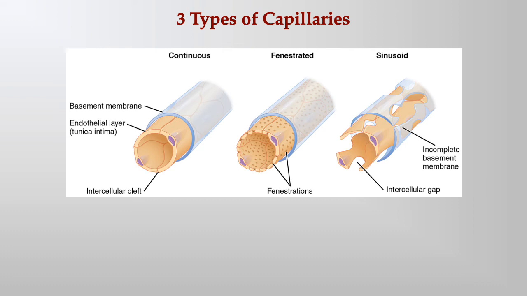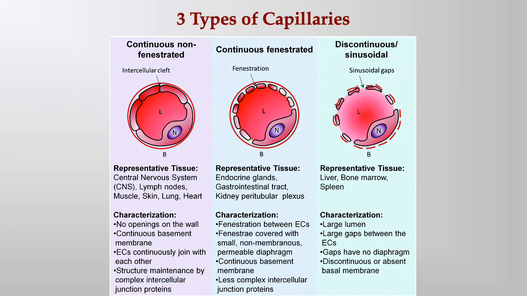And there you see a diagram showing on the left continuous, all right, in the middle fenestrated. They got a lot of windows. And then look on the right, sinusoidal have big, huge gaps in the capillary that let entire red blood cells in and out, okay? Nice summary slide right here. Once again showing on the far left, the continuous, they have only tiny gaps. The fenestrated in the middle have bigger gaps, windows. And then on the far right, the sinusoidal, huge gaps to let whole red blood cells in and out.